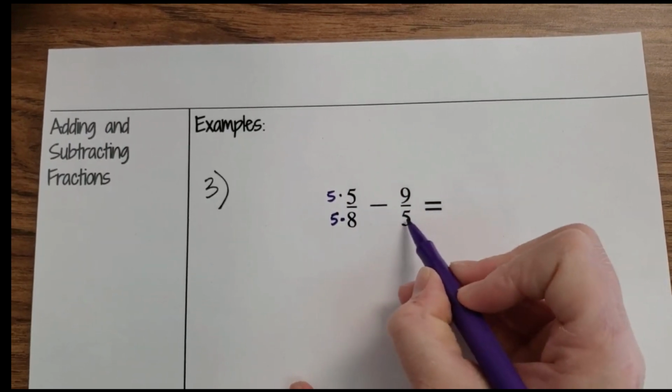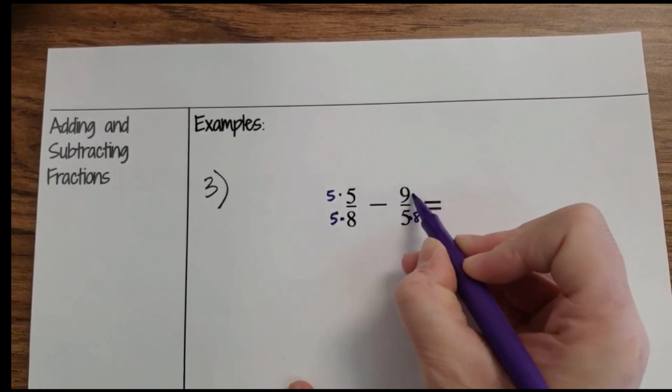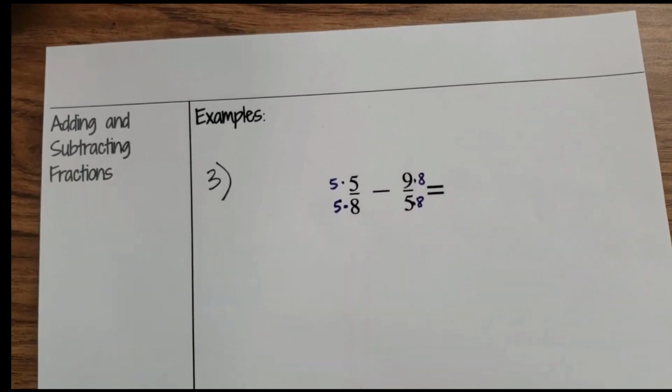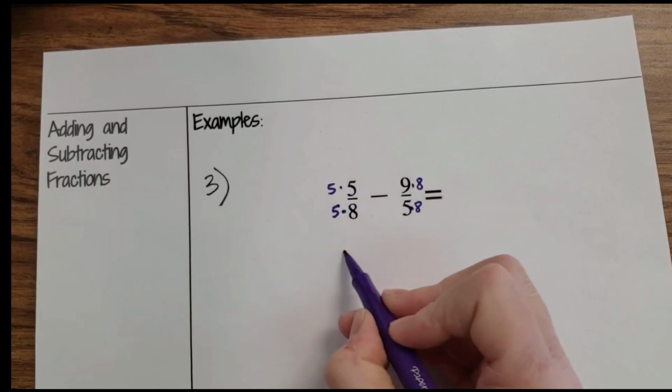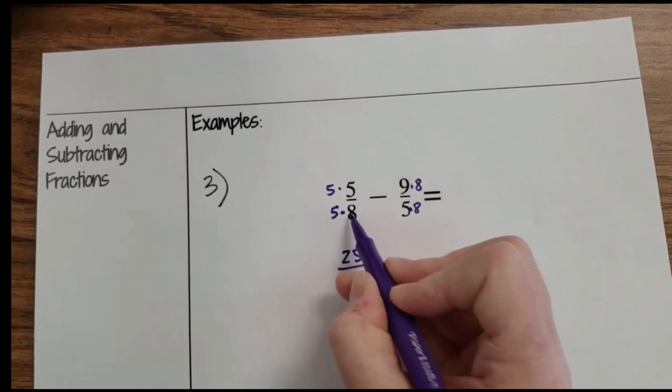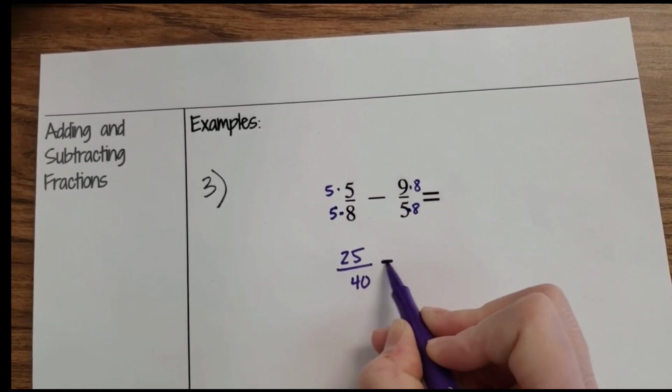Over here, to make a 5 into a 40, I have to multiply by 8, and same thing to the numerator. All right, we're going to write 5/8 as its equivalent fraction. 5 times 5 up here is 25, and 5 times 8 is 40. Okay, let's bring down the subtract.